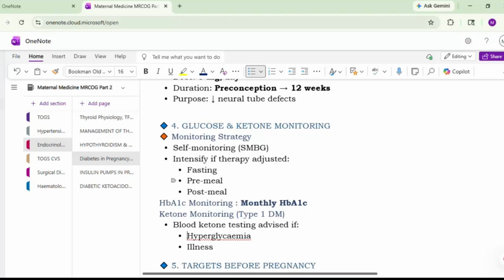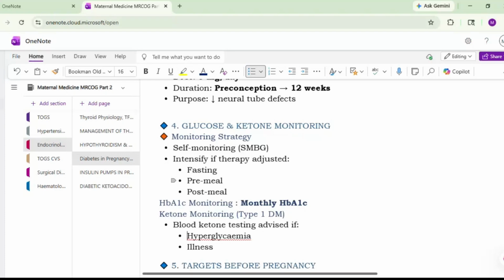Then what about HbA1c monitoring? It will be monthly HbA1c monitoring. So very good self-monitoring is advised during this preconceptional period. HbA1c monitoring will be monthly. This self blood glucose monitoring will be intensified with any change in the therapy.